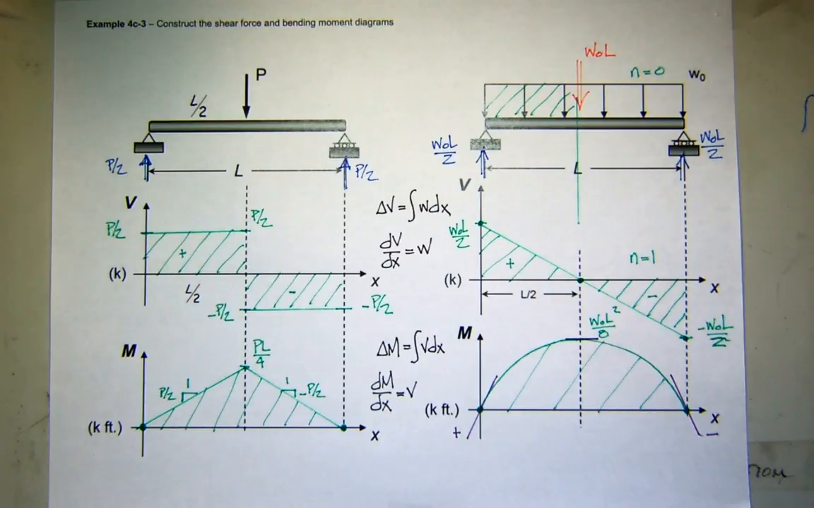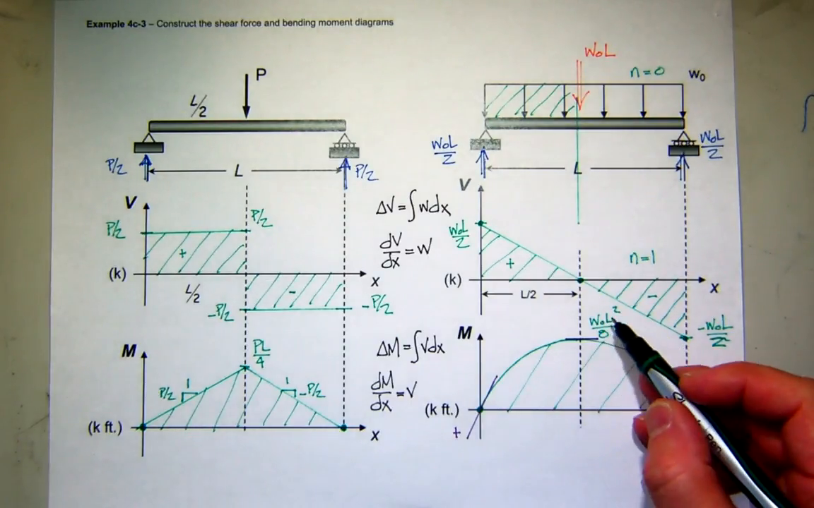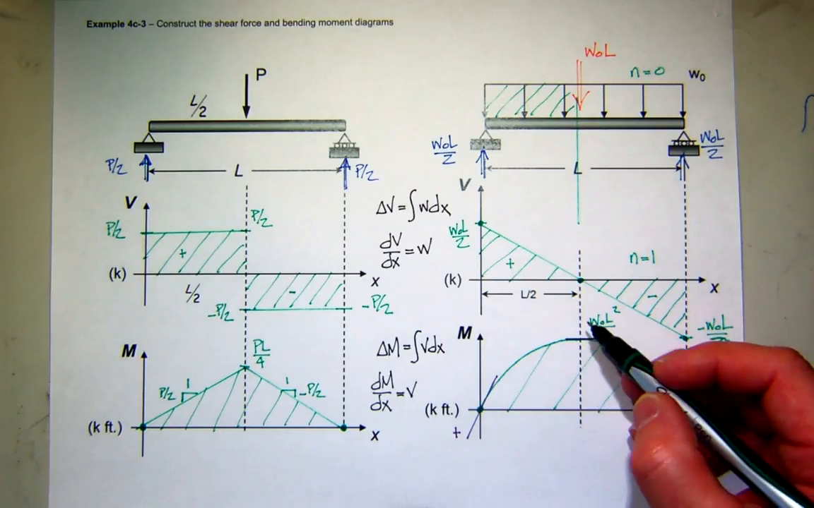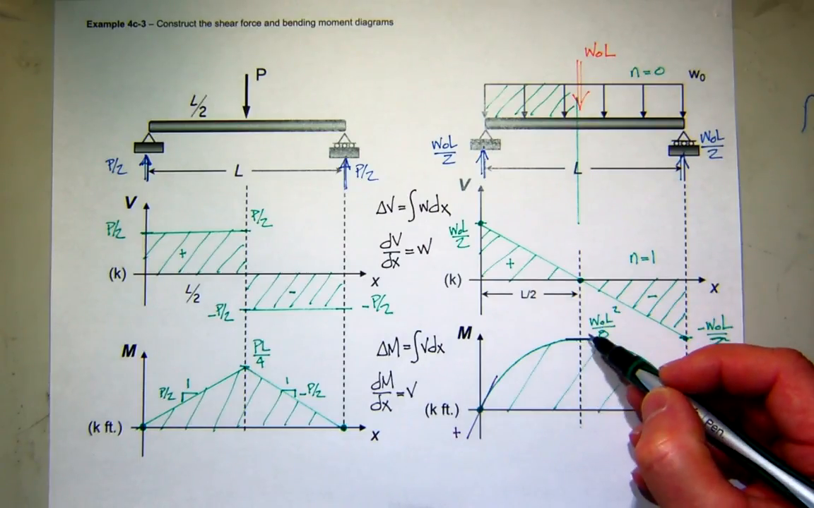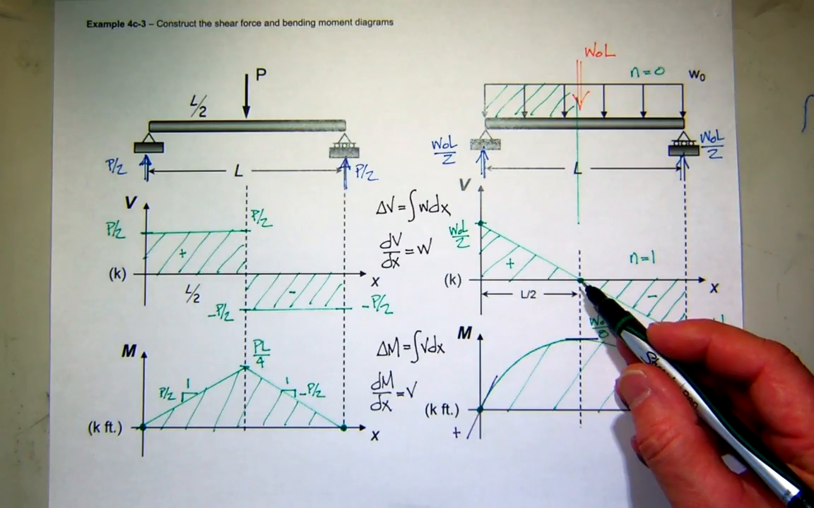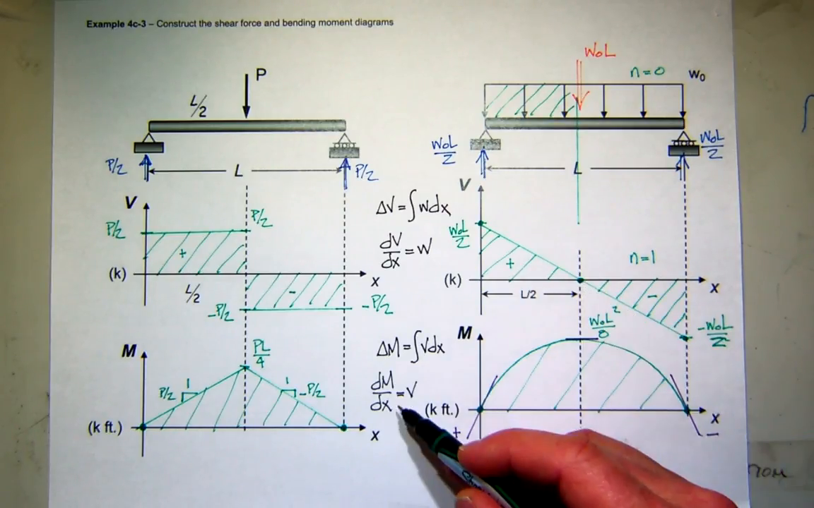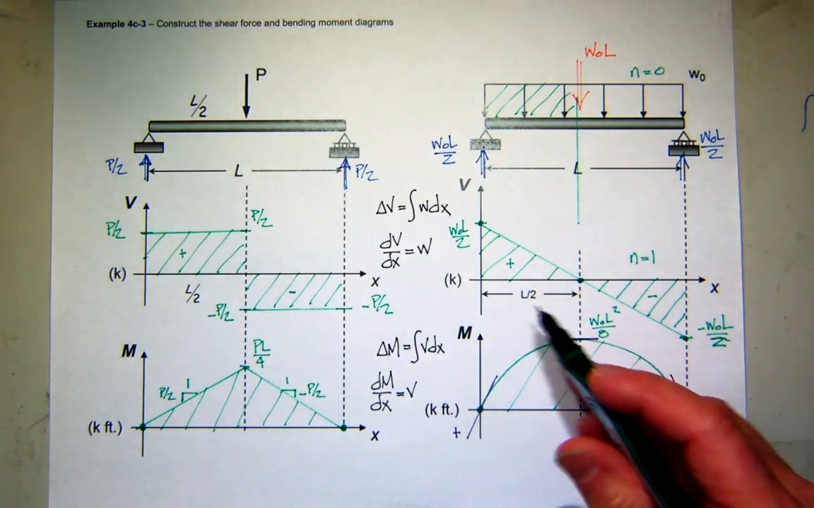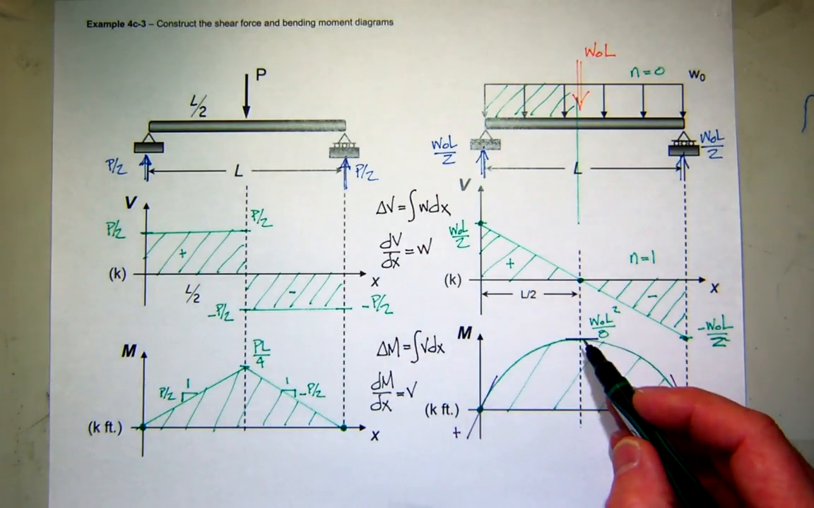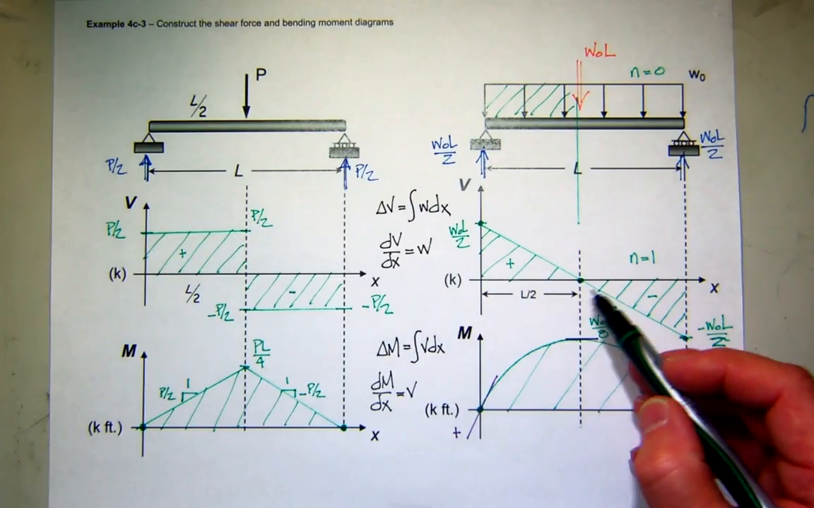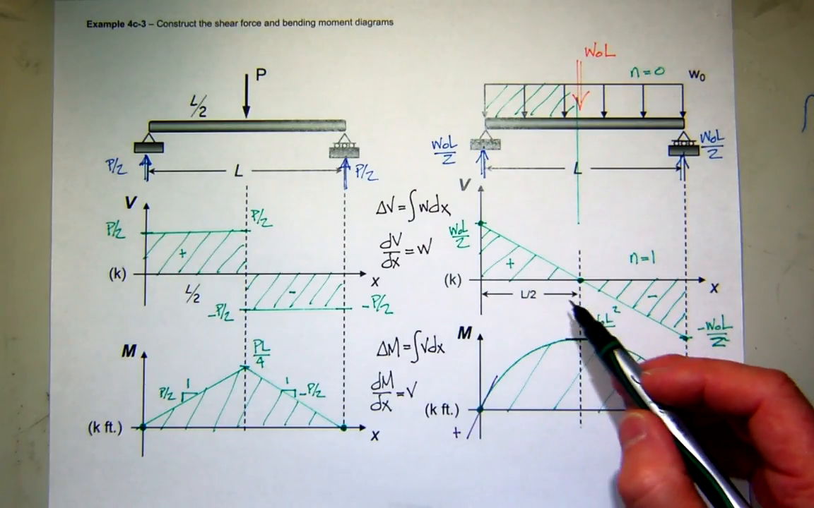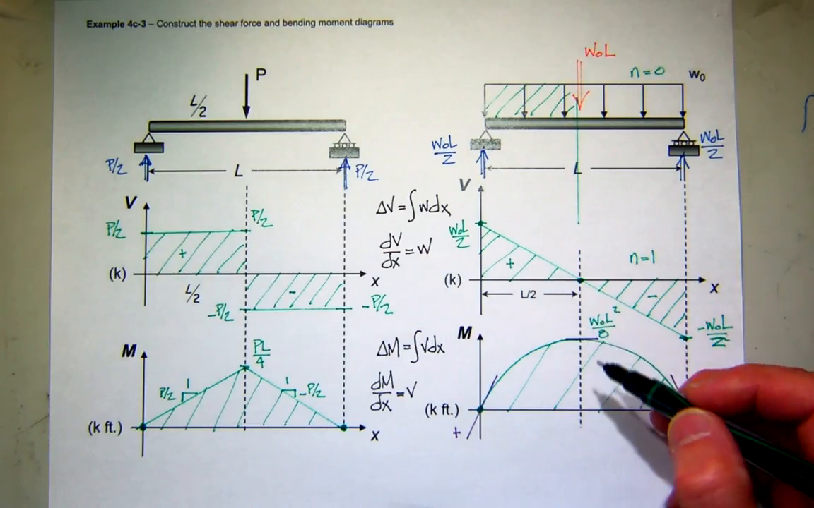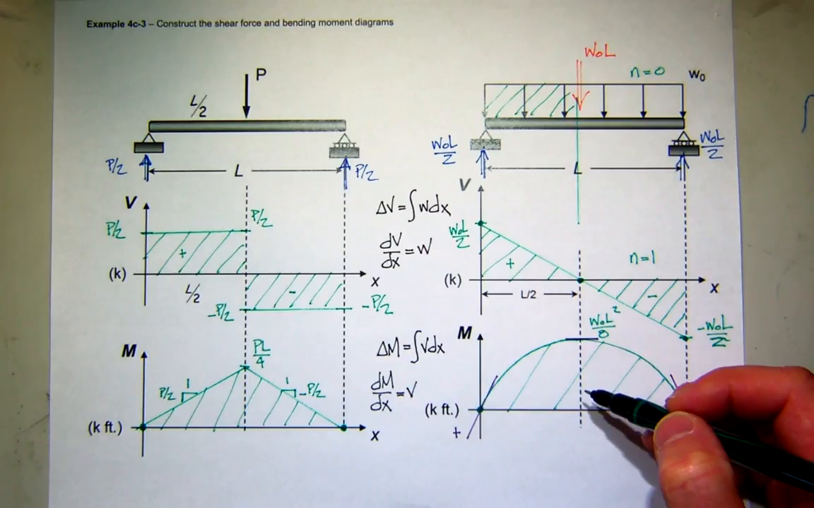What's the maximum moment in this beam? W naught L squared over 8. Where does it occur? Right in the middle. Here's something to notice. It looks like the maximum moment occurs when the shear is 0. Because 0 shear means the slope of the moment diagram is horizontal. And usually maxes or mins dip down and have a 0 slope. So this is going to be a new characteristic that we're going to spot. Every time we see 0 shear, it's going to indicate that we have a 0 slope on our moment diagram, and that might be a local minimum or a maximum.